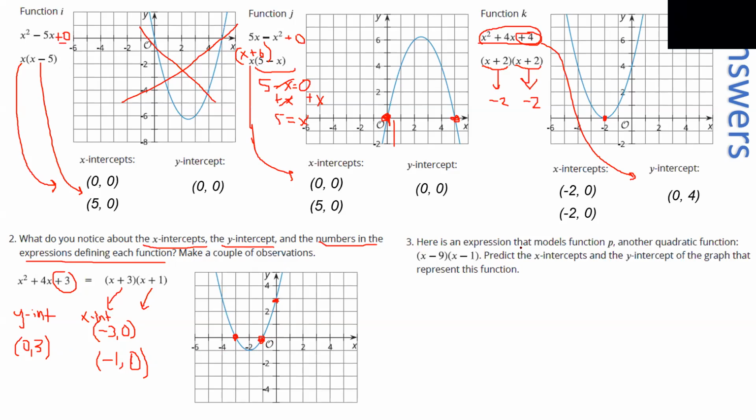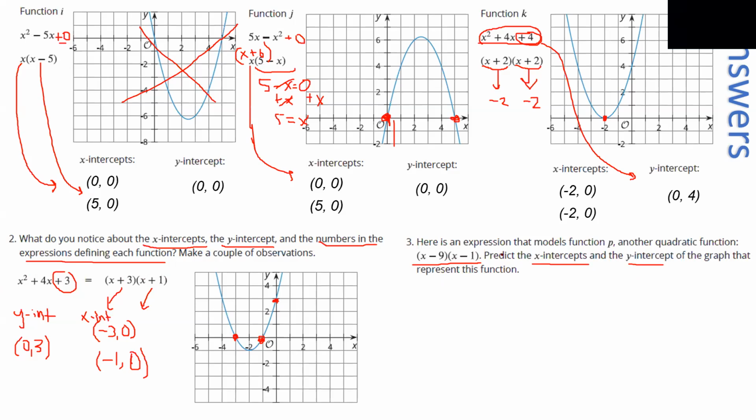Okay, so now you're going to answer question number 3. It says here is an expression that models the function p, another quadratic function. So they give you the quadratic function in factored form. They want you to predict the x-intercepts and the y-intercept. So kind of looking at this, what would be your x-intercepts and your y-intercept? Go ahead and put your answer now.